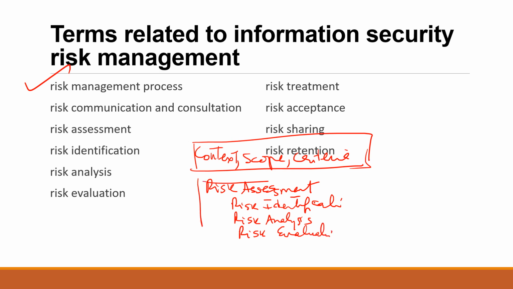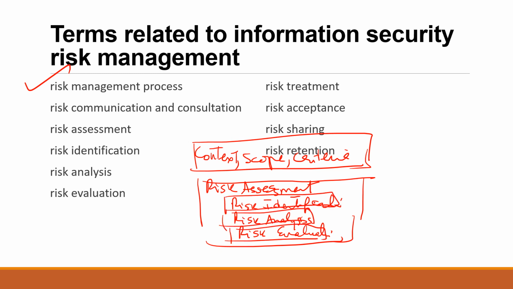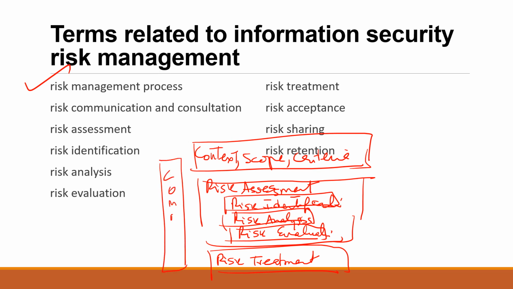So this was another block. Within this block we had three things: risk identification, risk analysis, risk evaluation. Then we had risk treatment, and within the risk treatment we had other options, and that's what you see here. This is the place where we had communications and consultation. And this is the place where you had what we call monitoring.